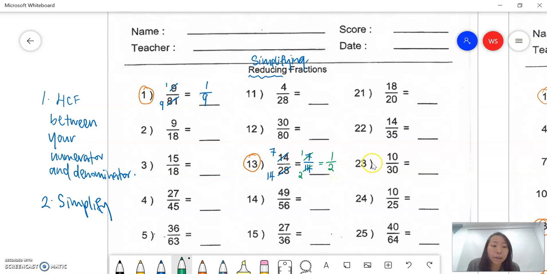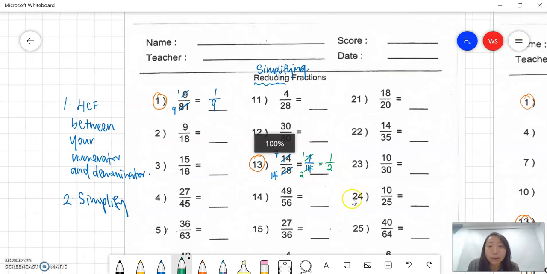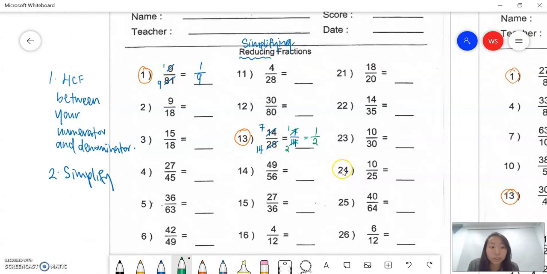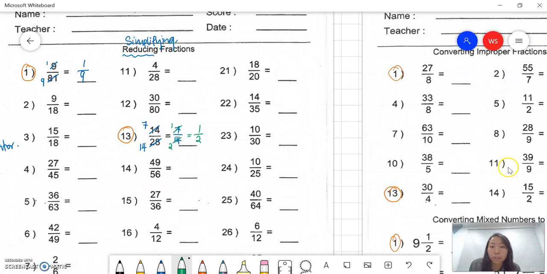Eventually, once you get better at your multiplications, and I'm very sure that a lot of you are quite good at your multiplications, you'll be able to locate your highest common factor from that. All right, so that's your simplifying fractions. Pause this video now just so that you can complete the rest of these questions before moving on to another set of instructions for your mixed fractions and improper fractions conversions.